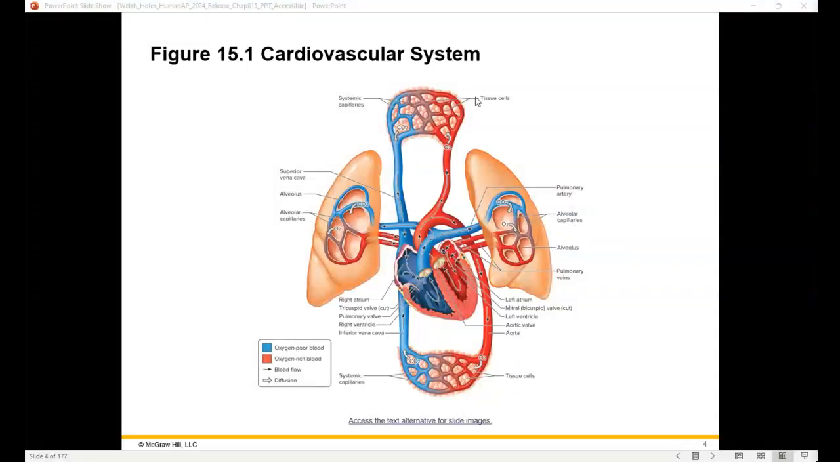Okay, so this shows your entire cardiovascular system. Again, you have the heart in the middle. You have the pulmonary circuit to and from the lungs, and then you have the rest of the circuit that carries blood to your tissues and back to the heart.